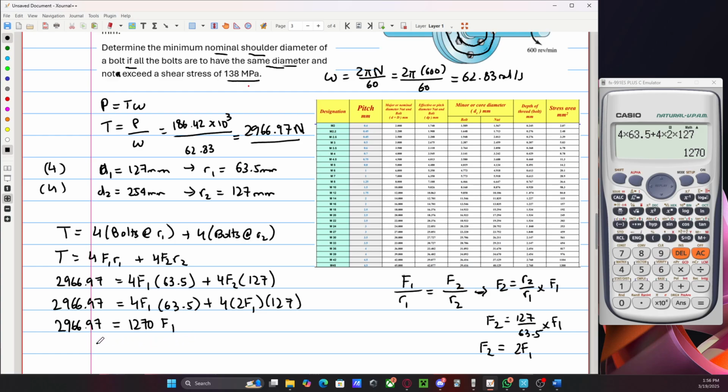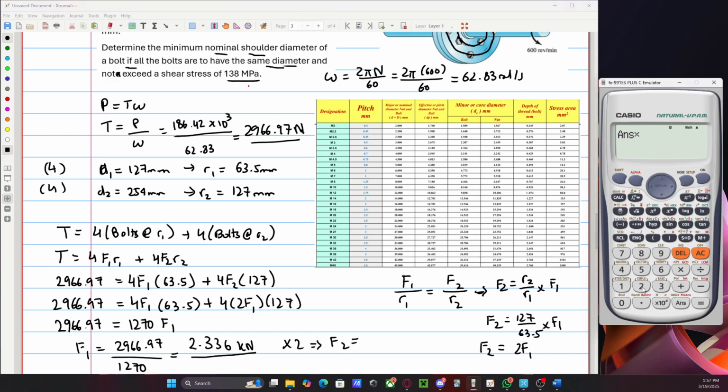So F1 will be 2966.97 divided by 1270, and we get 2.336 kilonewtons. So we have our F1. Now F2 will just be times by 2, so we just multiply this by 2.